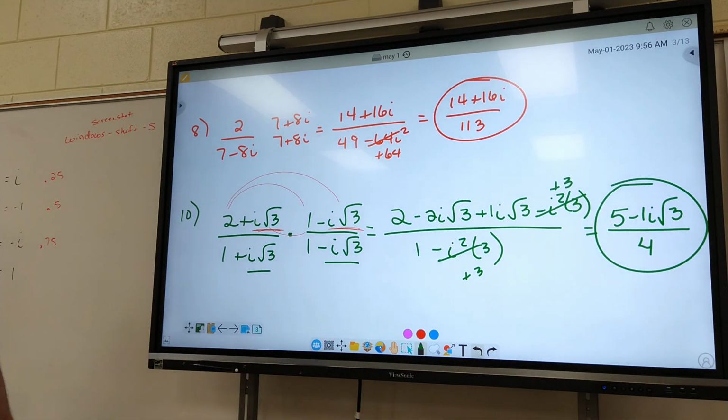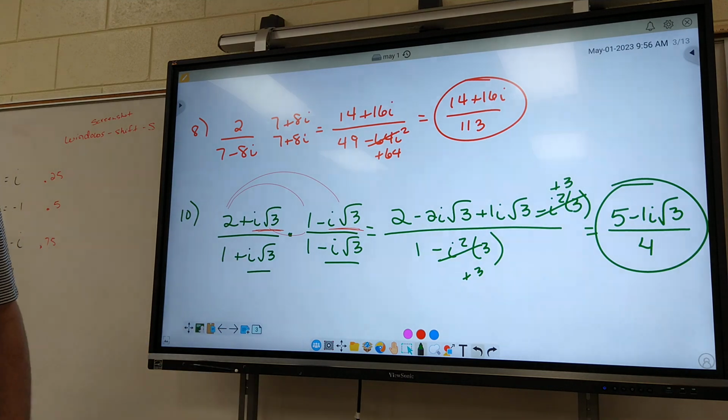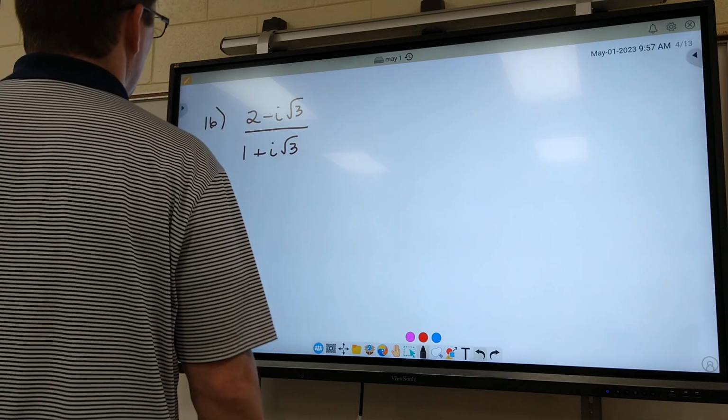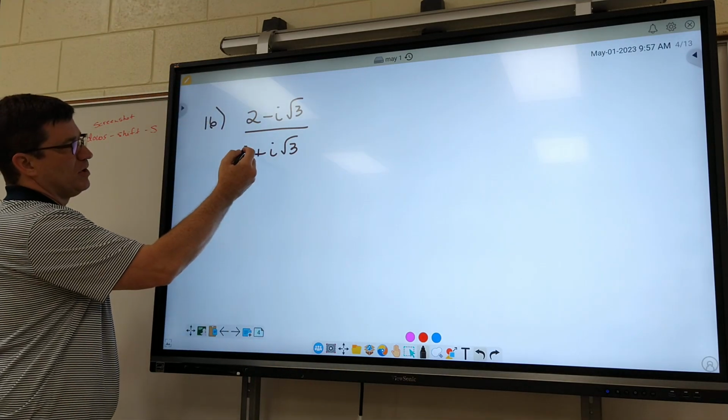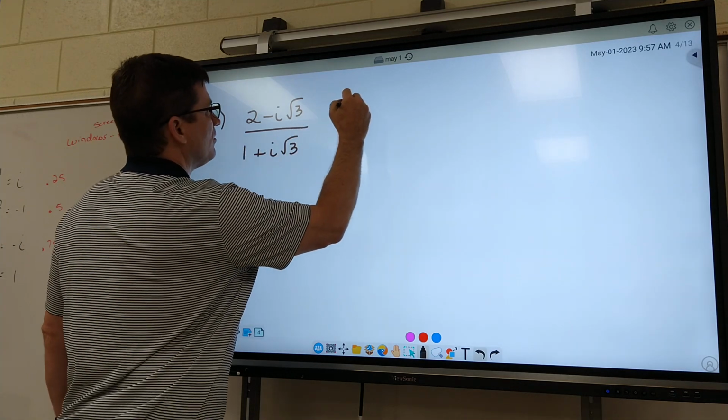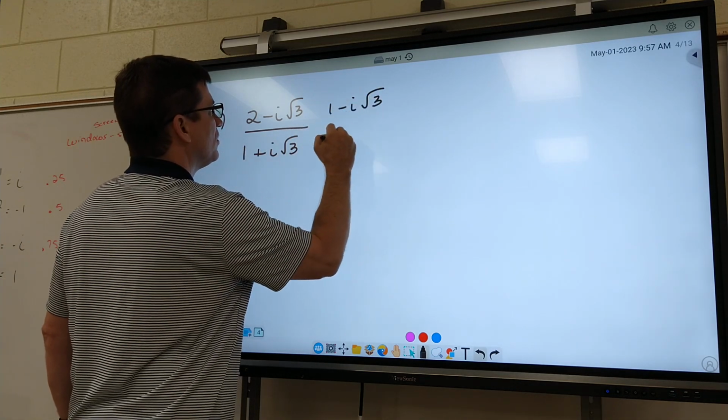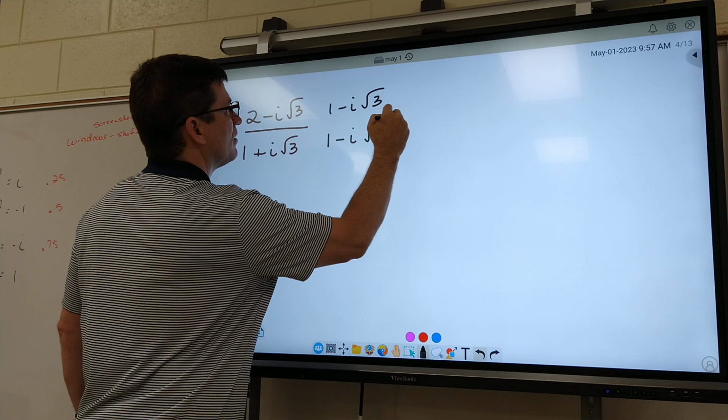All right, so I showed you how to do number 10. Another one like that is number 16. So now you guys do 16 just like we did 10. First thing we've got to do is find our conjugates so we can multiply both sides. It's going to be 1 minus i root 3, 1 minus i root 3 there, and 1 minus i root 3 there.